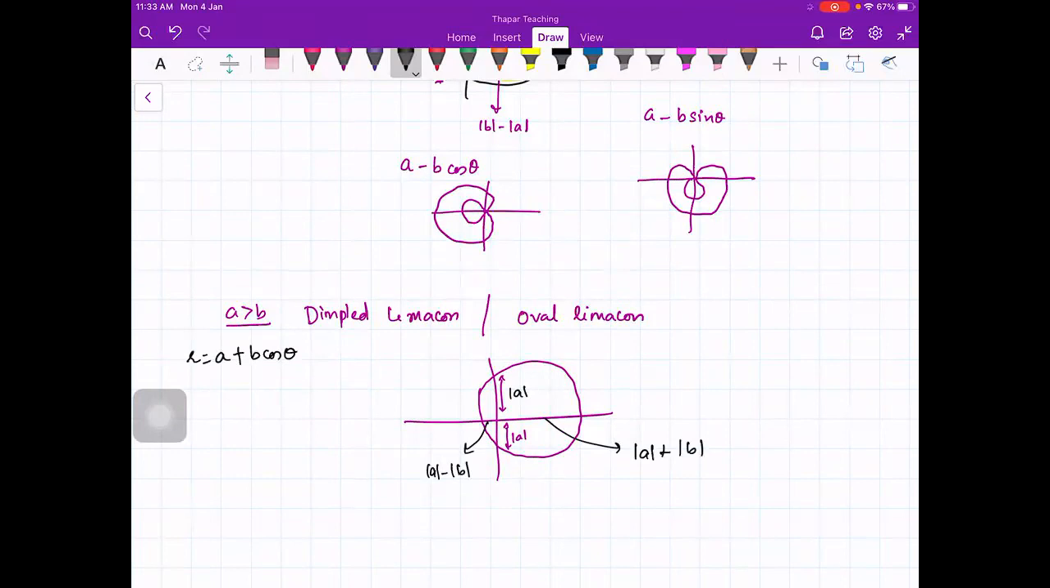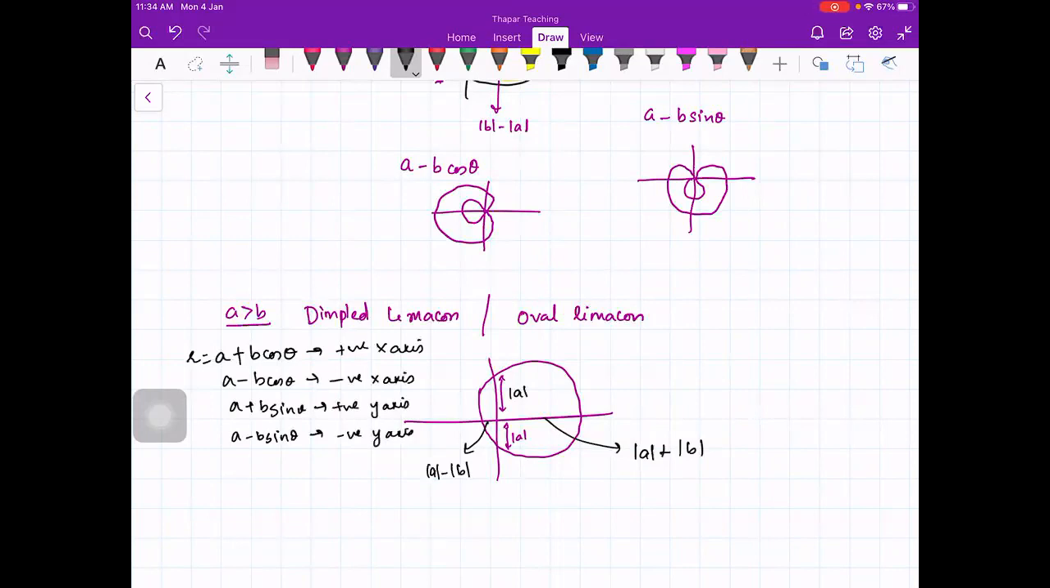So if you have a minus b cos theta, you will be on negative x-axis. If you have a plus b cos theta, you will be on positive x-axis. And if you have a minus b cos theta, you will be on negative x-axis. And if you have a plus b sine theta, you will be on positive y-axis. And if you have a minus b sine theta, you will be on negative y-axis. Is that okay? So I would like everybody to revise these curves today so that you have understood everything and you can ask me tomorrow if you have any problem.